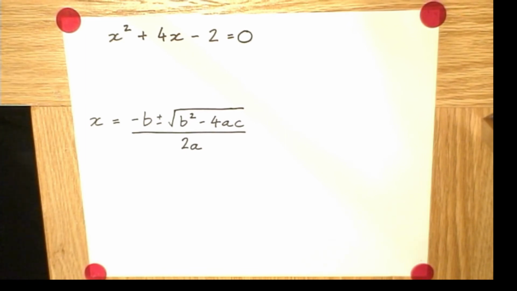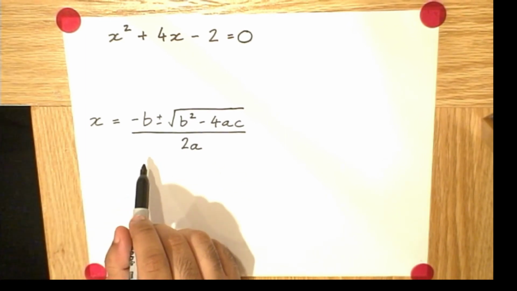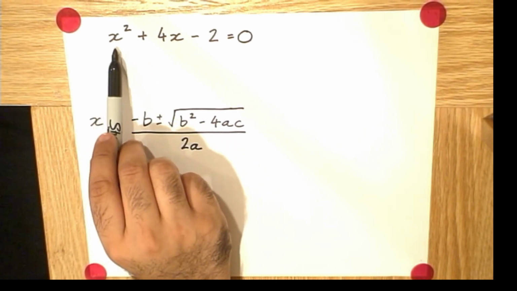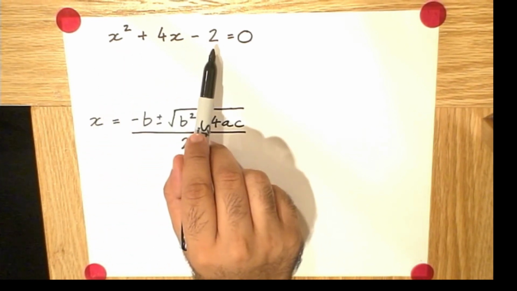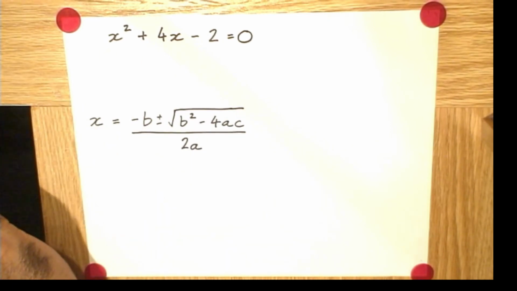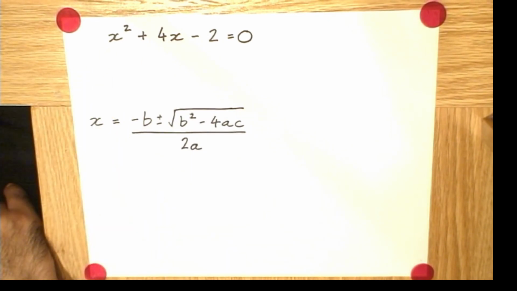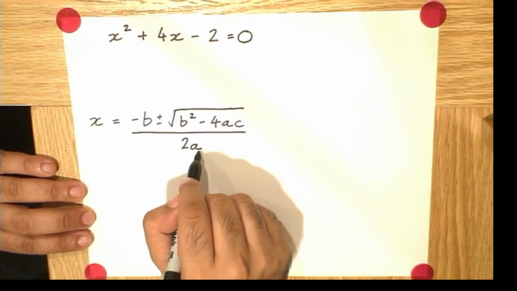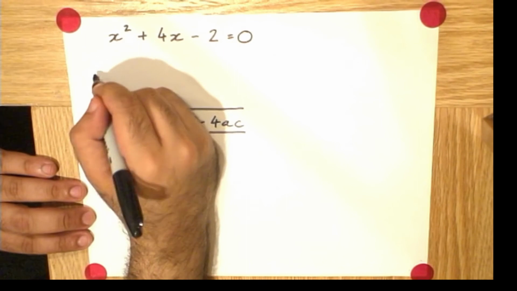We can also use the quadratic formula to solve slightly more complicated quadratic equations like this one, x squared plus 4x minus 2 equals 0. What makes this one slightly more complicated? Well, let's take a look. First, let us say what a, b, and c are.